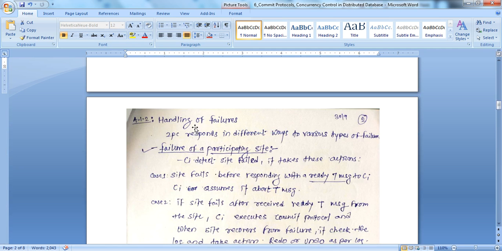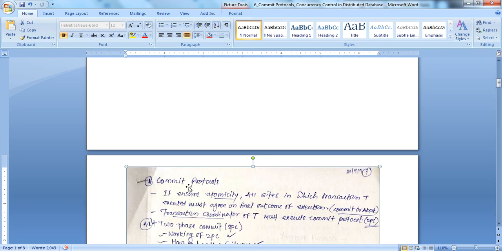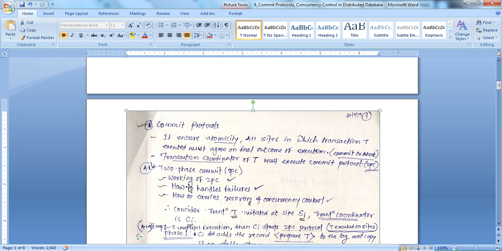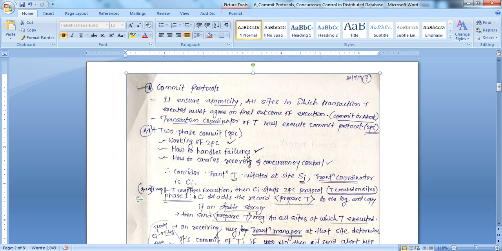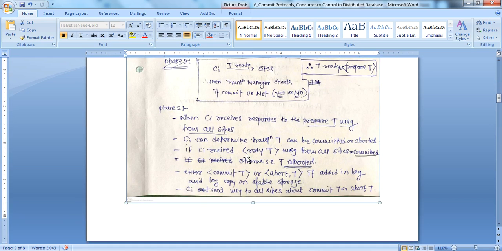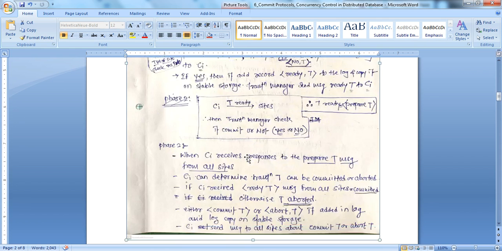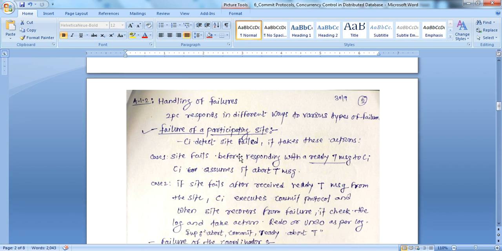Now the handling of failure. This one is simply the commit protocol, the 2PC protocol, the two-phase commit protocol under the distributed system to manage the distributed transaction. Now the next, this one is phase 1, phase 2, that's why it's called the 2PC protocol. Now the next, how to handle the failure under the 2PC. 2PC responds in a different way to various types of failure.